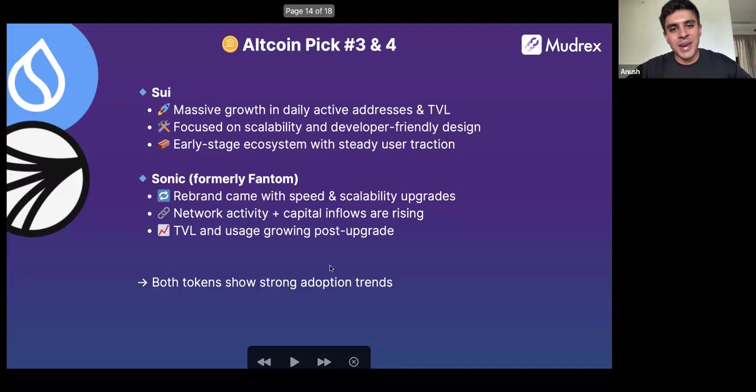And that's not something I do lightly as well. For me, these are long-term conviction plays. I see these coins doing multiples from here. So these are my picks for 3 and 4.